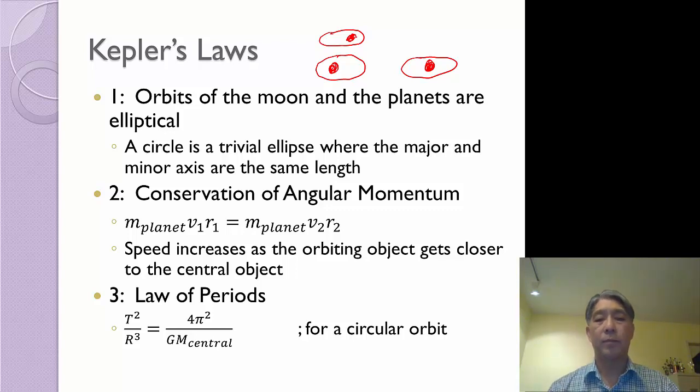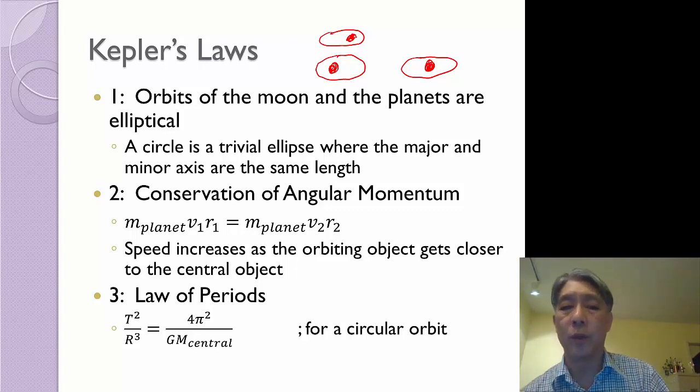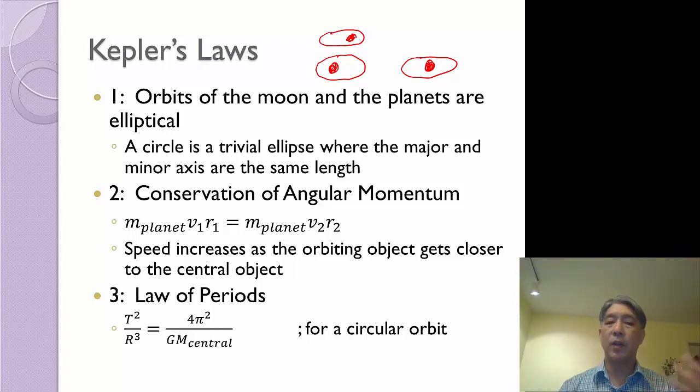The third law is described as the law of periods. It's this complicated looking formula that's labeled as T squared over r cubed. It's basically the ratio of the period. T is called the period, or the amount of time it takes to make one full circle.